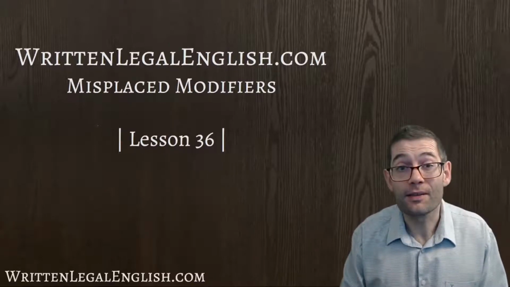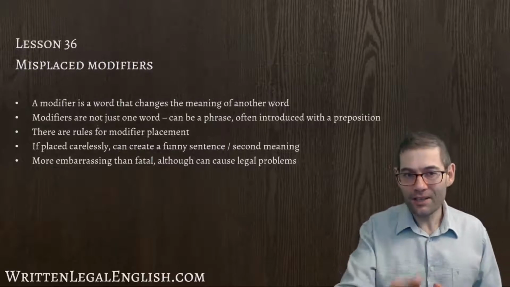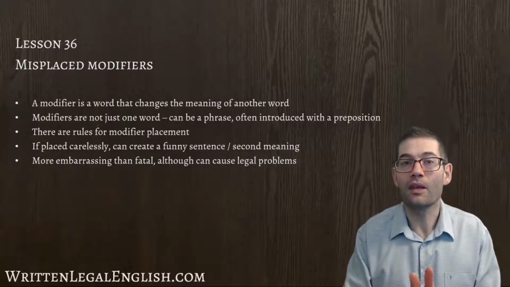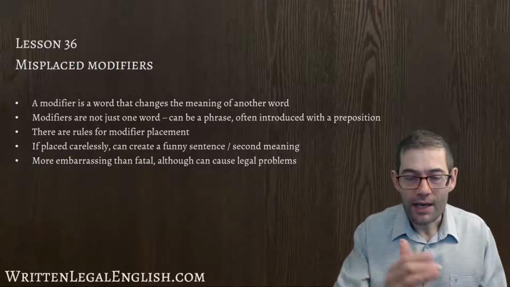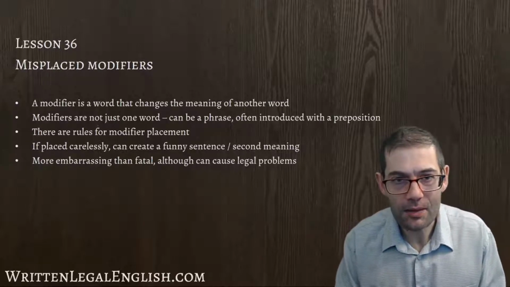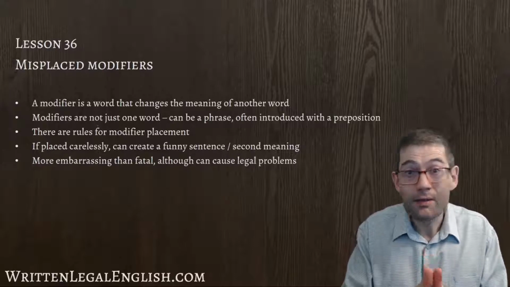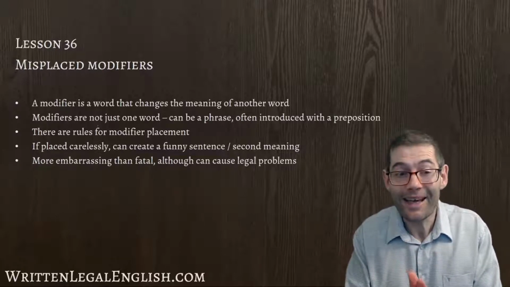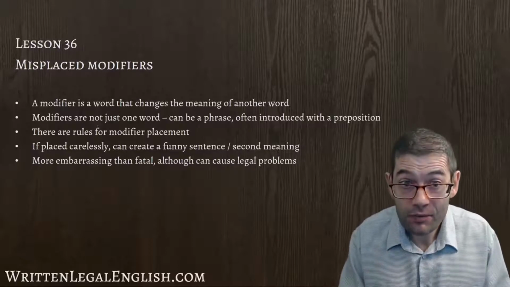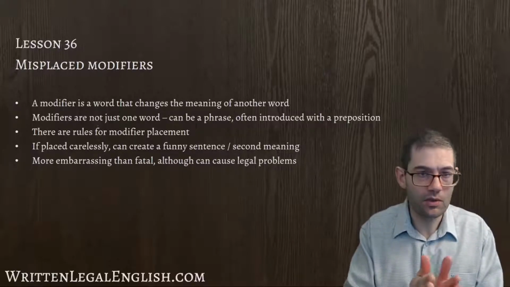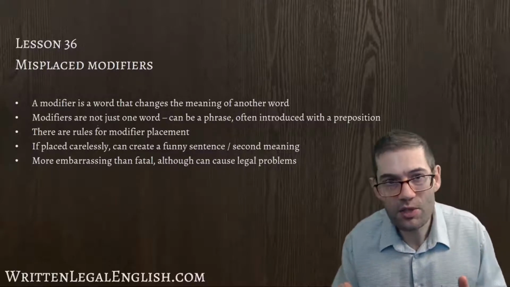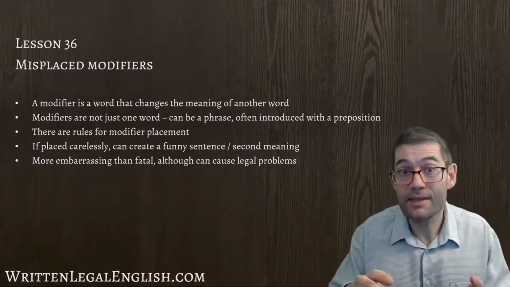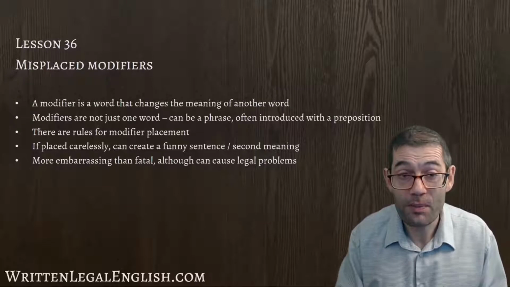So let's get started. Okay, so as we know from lesson 35, a modifier is a word that changes the meaning of another word. Adjectives and adverbs are the most common types. But modifiers don't necessarily have to be just words. They can be phrases as well. So it could be a phrase which is 2 words long, it could be a phrase which is 5 or 6 or even 7 words long. And generally these phrases include a preposition.